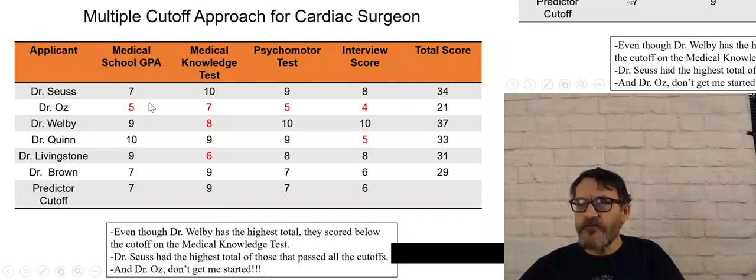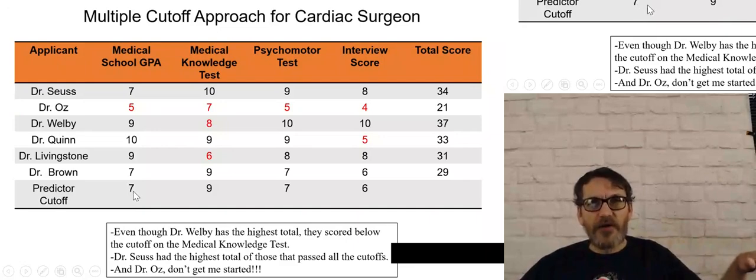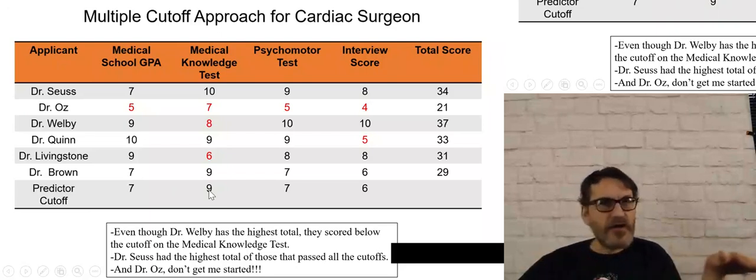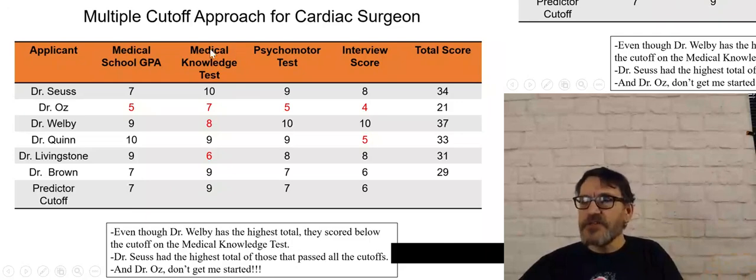And that is to say, if the medical school GPA is below 7, do not hire, period. I don't care what everything else looks like. If it is less than 9, do not hire. I don't care what they look like. And so you can see what's going to happen is we're going to have some composite scores here, total scores.